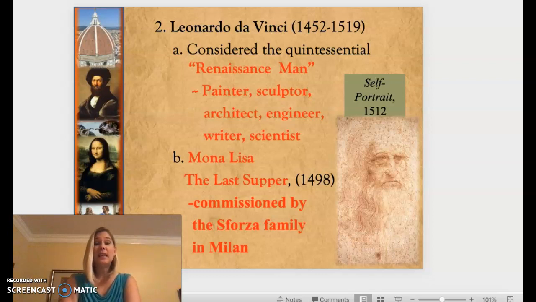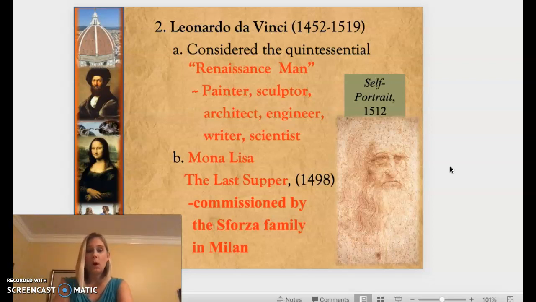So as you can see here, he is considered the quintessential Renaissance man. Remember, Renaissance man is you are good in many different areas. You're not just a master in one area. You can do many things well. So look at all of the different areas that da Vinci was a master in. He could paint, he could sculpt, he was an architect, he was an engineer, a writer, and even a scientist. So you can see with this image, this was a self-portrait that he did back in 1512. So he is definitely one of a kind, and don't just label him as a master of one area. He is a true Renaissance man.